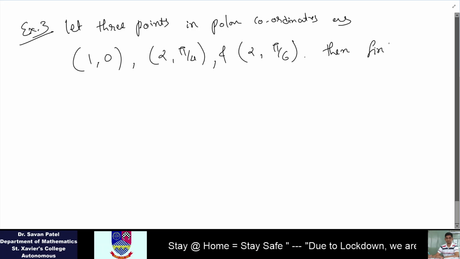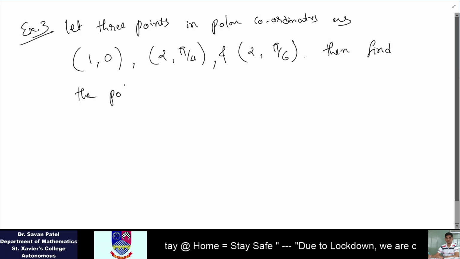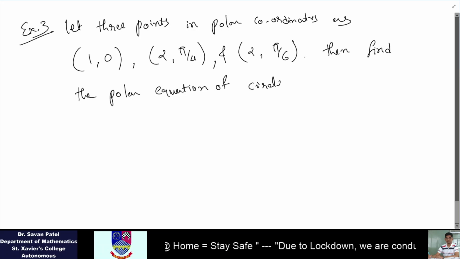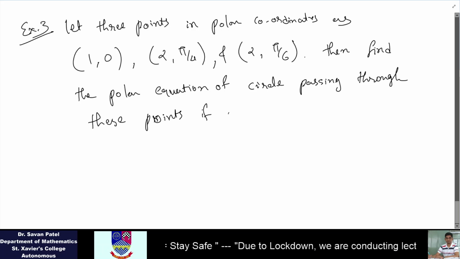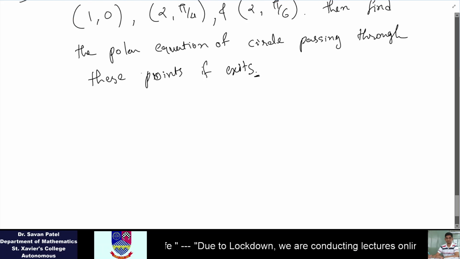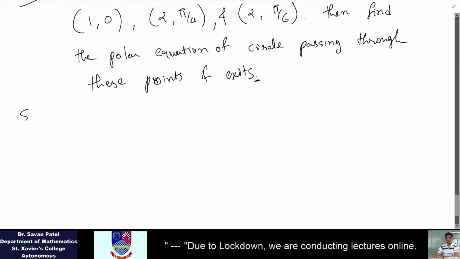Then find the polar equation of the circle passing through these 3 points, if it exists. Here I am writing "if exist" only because sometimes these points may be collinear. If you are supposed to check that these points are collinear, then also we will proceed with the same process, but the outcome will be that the points are collinear.